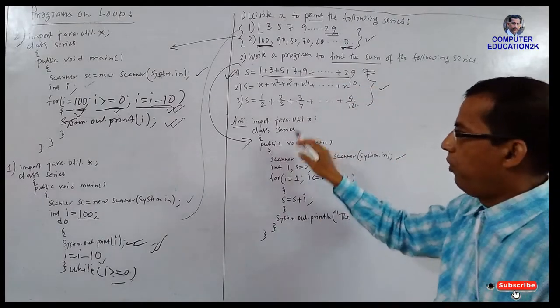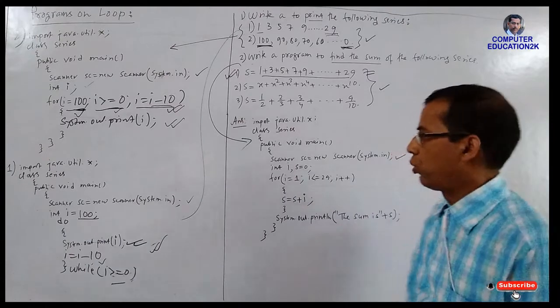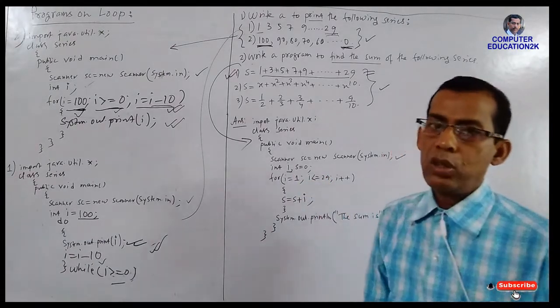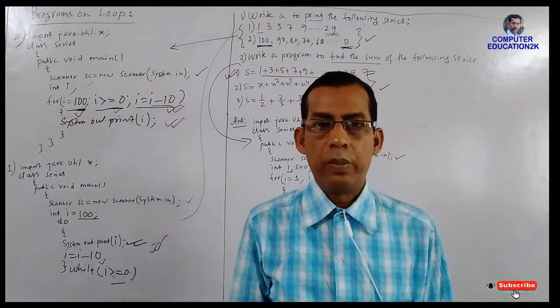Because you will find the sum of the series, you need two variables: I for the loop and S to store the sum of the series.